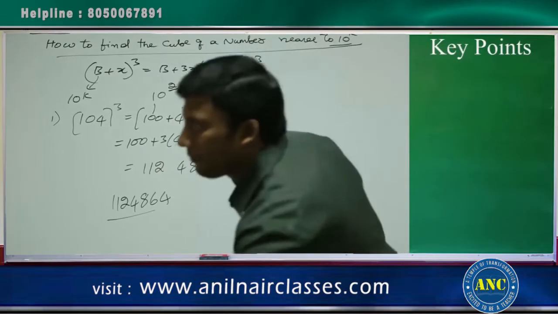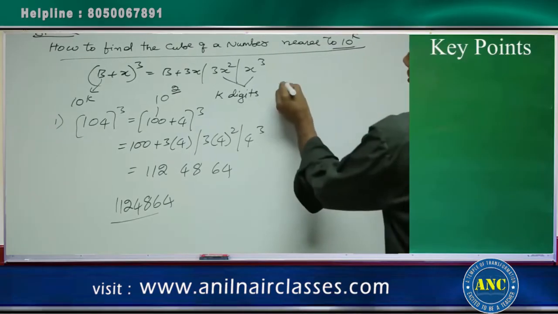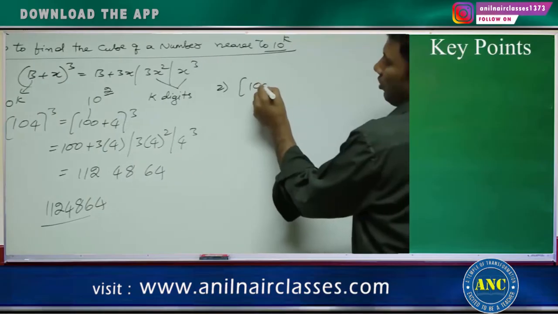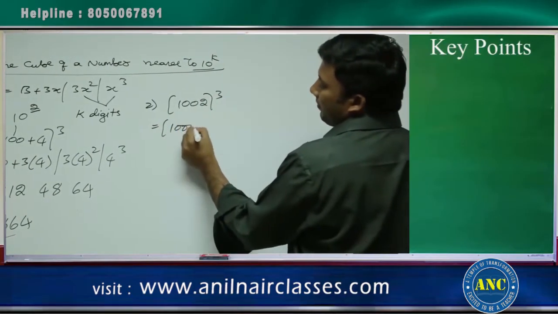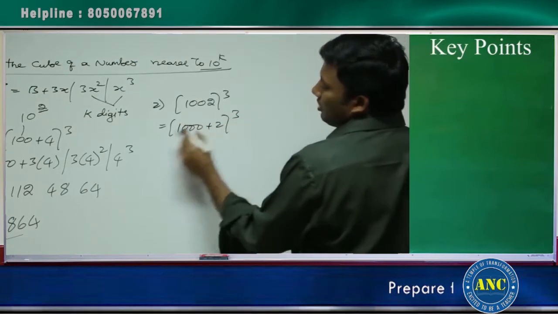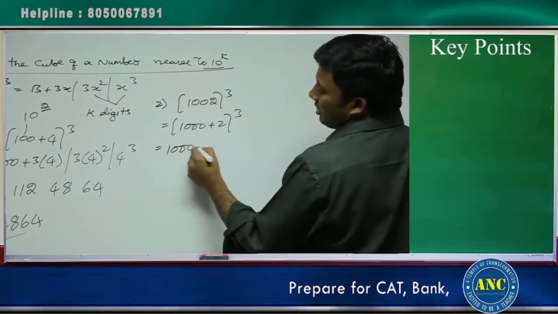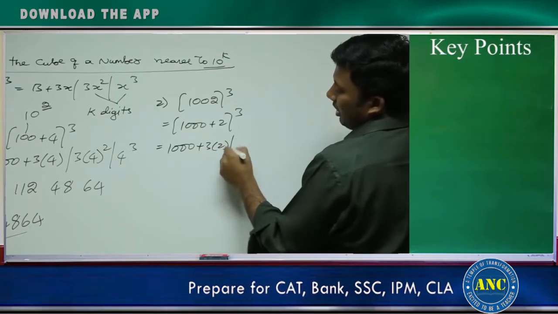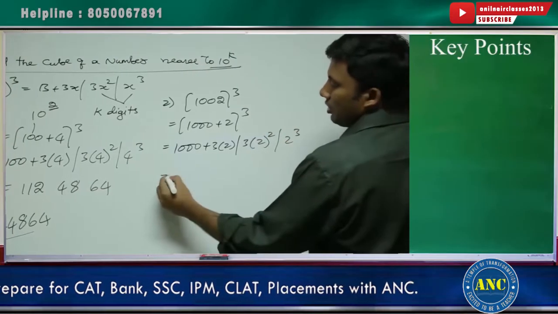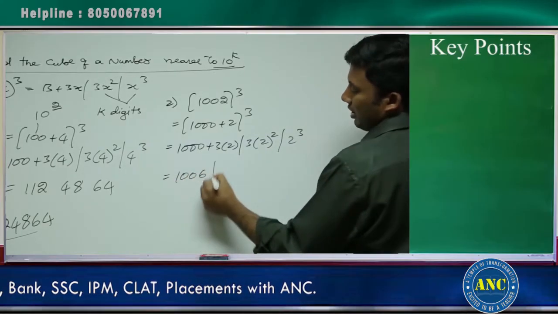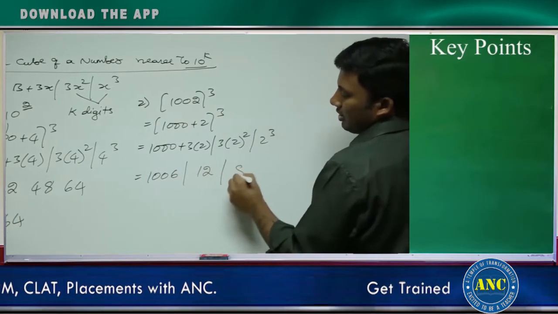1002 whole cube. 1002 whole cube is 1000 plus 2 whole cube. So this will become b plus 3x. Next is 3x square. Next is x cube. So this will become 1006. This is 12. This is 8.